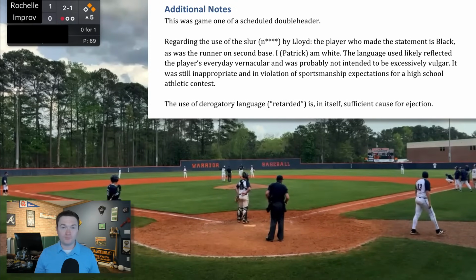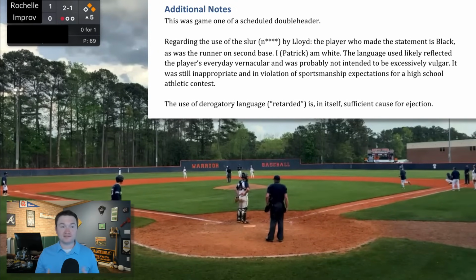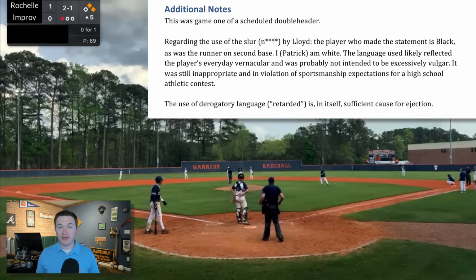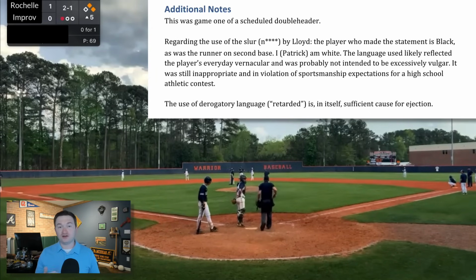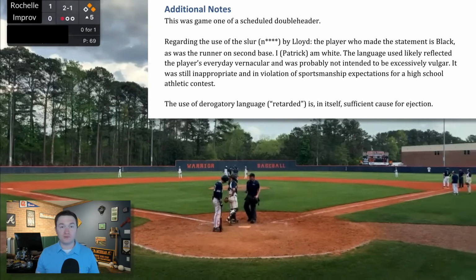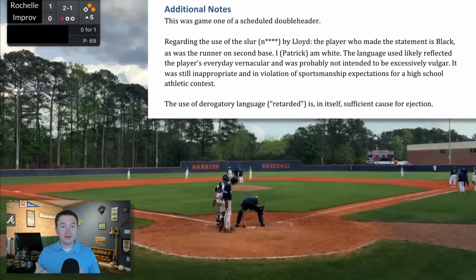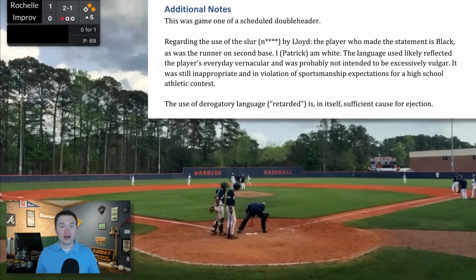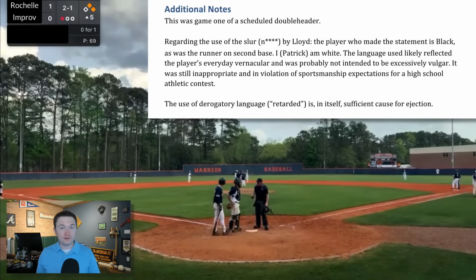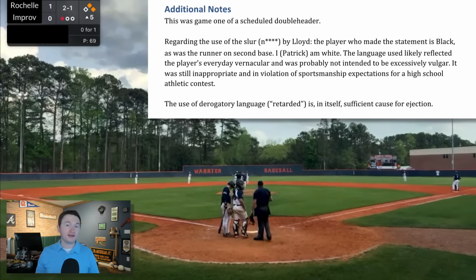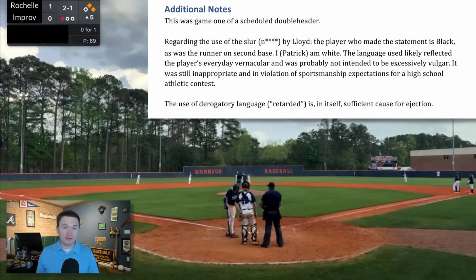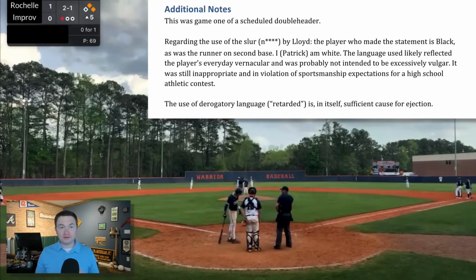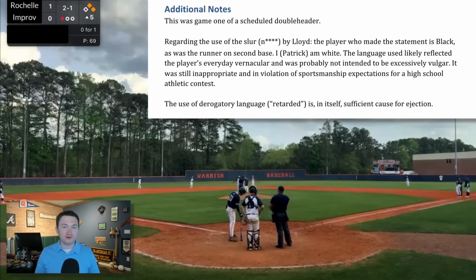For example, the first thing it says is, this was game 1 of a scheduled doubleheader. We need to say that in an ejection report because on a date where they played a doubleheader, the reader needs to know whether or not they were ejected in game 1 or game 2, because if it was game 1, then game 2 would count towards their suspension. There's some other details that might be important there, but that's certainly one of them.